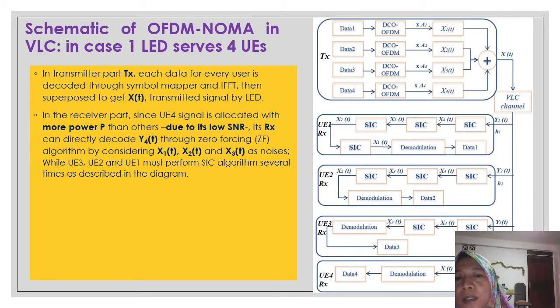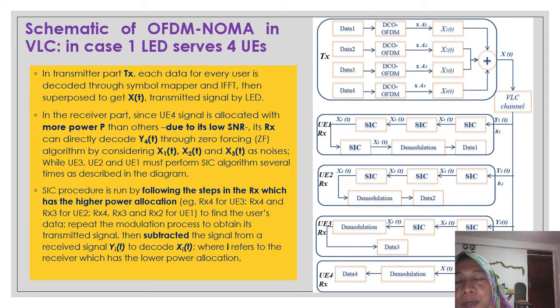In the receiver, user 1, user 2, user 3, and user 4, since we model that user 4 has the lowest SNR, this user will get the highest power P. Because of this highest power, user 4 can directly decode Y4T through the zero forcing algorithm by considering X1T, X2T, and X3T that are included in the Y4T as noise, while user 3, user 2, and user 1 must perform the SIC algorithm several times as described in the diagram.